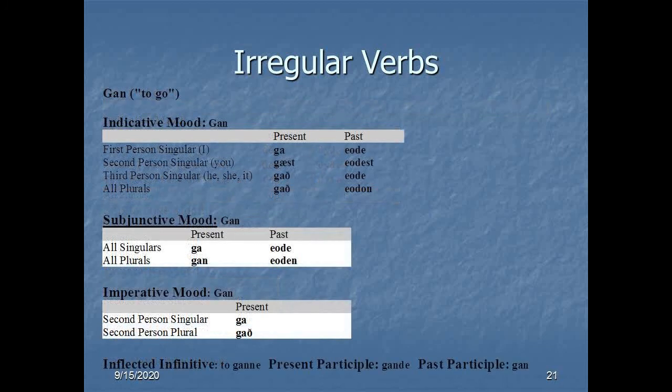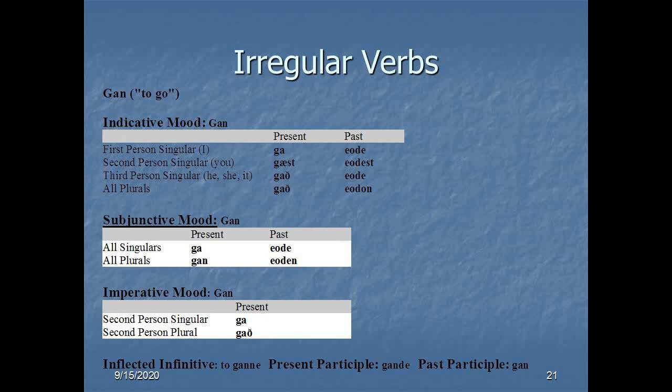And finally, we come to gan, to go. This is another weird one because it's a conglomeration of more than one word. So in the present tense, it's ich ga, thu gast, he gath, we gath. And in the subjunctive, ga and gan. The imperative is strictly ga and gath.